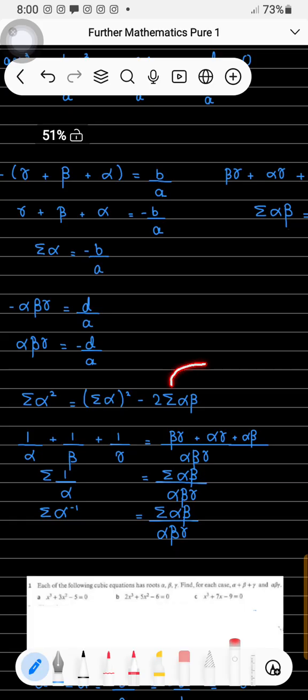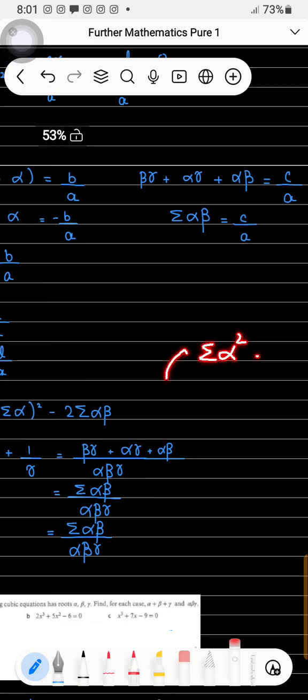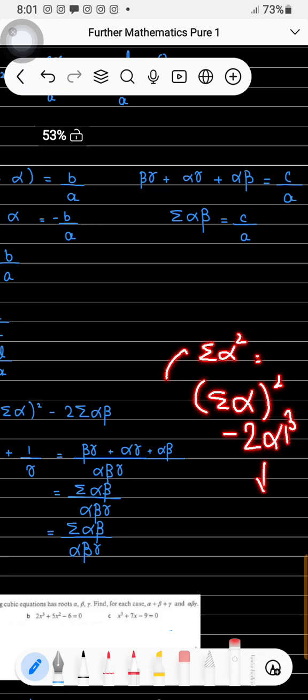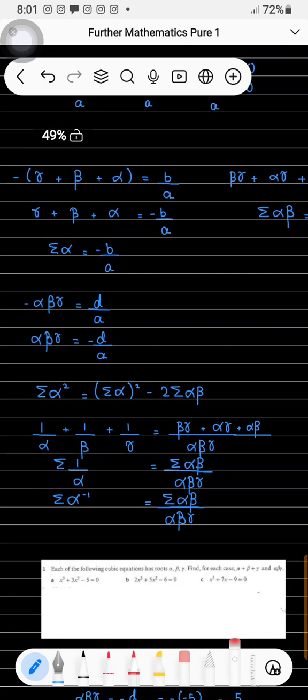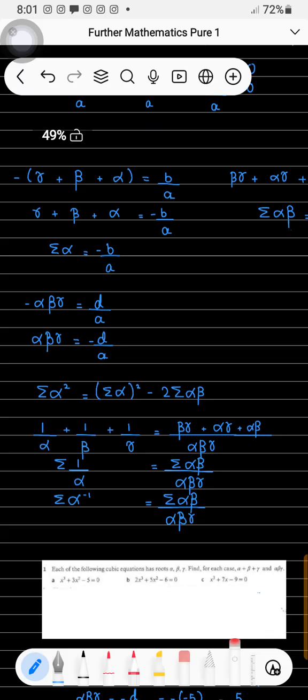In quadratics there was sum of alpha square equal to bracket sum of alpha whole square minus 2 alpha beta, but here the change is minus 2 sum of alpha beta, because there were only two roots, so the product was alpha beta, but here are three roots, so it becomes alpha beta plus alpha gamma plus beta gamma, which we can write as sum of alpha beta. That's why.